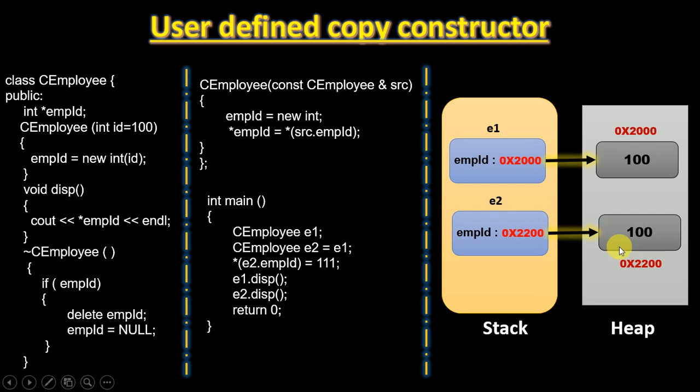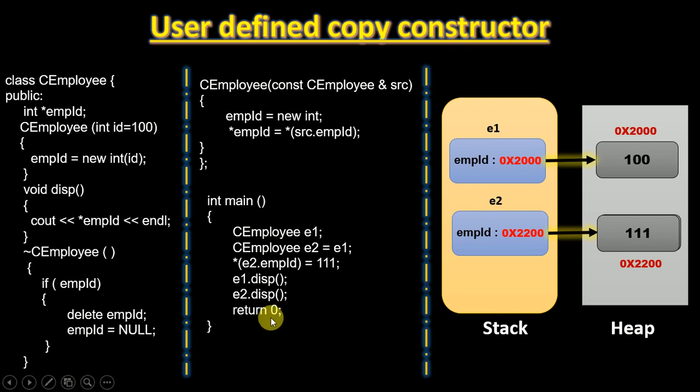Now, after that, the third step is star E2 dot EMP ID. We are trying to modify E2's EMP ID. Where is E2's EMP ID? It is present here. So this value we are modifying to 111, so the value is changed to 111. Now when I say E1 dot display, in display we are displaying the EMP ID. So E1's EMP ID is 100, so 100 will be displayed here. E2's EMP ID is 111, so 111 will be displayed here. So no problem. Now return 0.